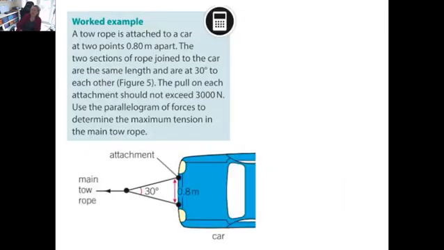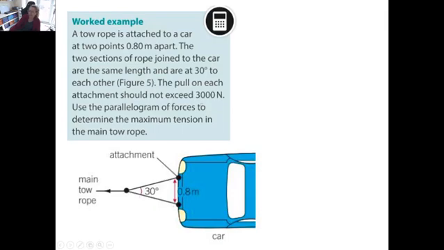Okay, second example here, again taken straight out of your textbook. You have a tow rope, a main tow rope, attached here to two ropes that are attached to the front of a car. Now that tow rope is going to have tension in it trying to pull the car forward. The car is going to try and resist that movement, so there's going to be tension in these two ropes.